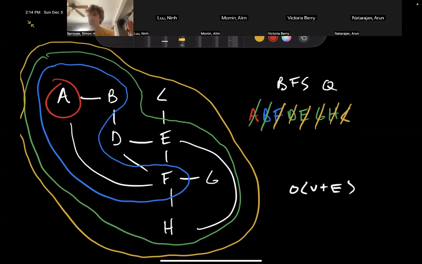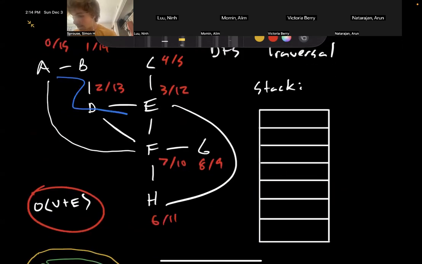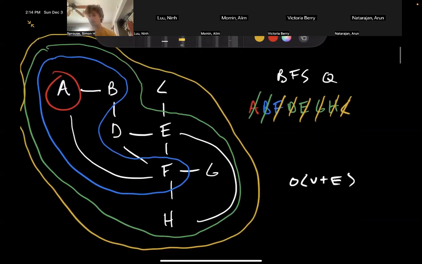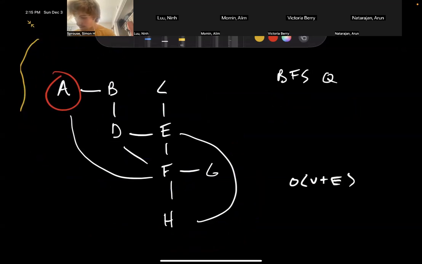As you can see, first we're going to look at A, and then we're going to look at the children of A, and then all of the children of the children of A, and then the children of the children of the children of A. So instead of traversing the graph going deep into the graph before we've actually seen all of the children of A, we're going to uniformly radiate outwards from the starting node. So let's go ahead and reset this example.